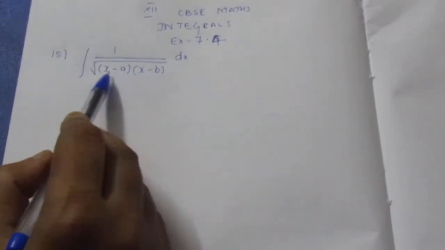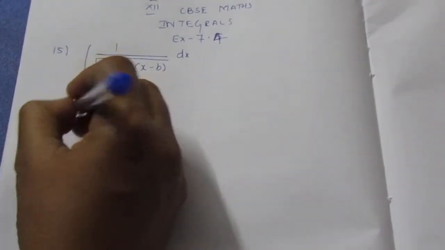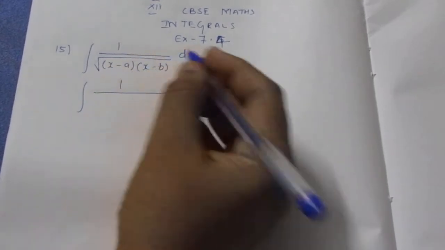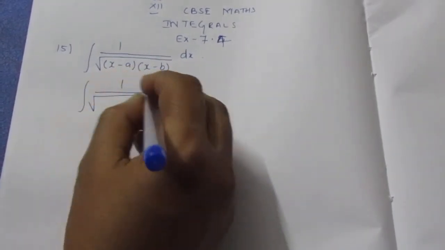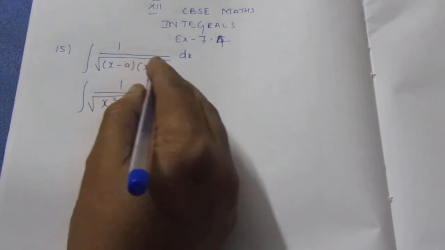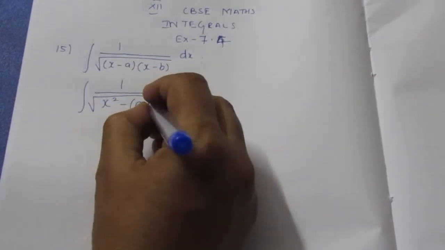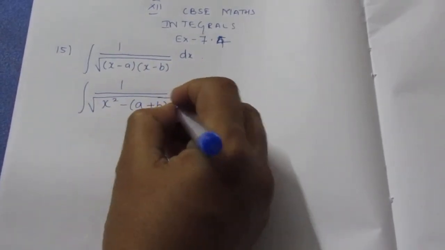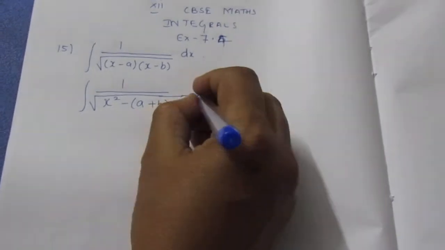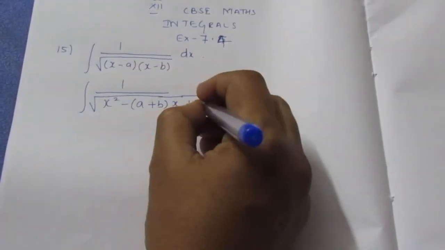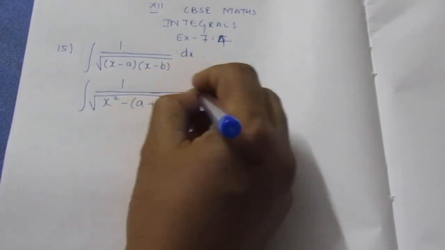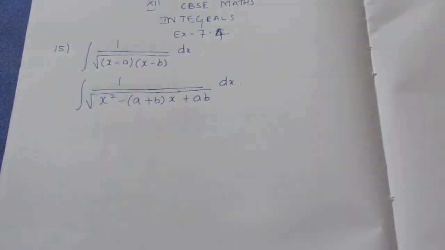It's in multiplication and also in a root, so let me solve it. Solving it is just multiplying the binomials. x square minus (a plus b) x plus ab. Taking the minus sign common, it becomes a plus b, and minus into minus becomes plus ab, dx. This is the formula which you have learnt in 9th standard. Here x square minus (a plus b) into x plus ab.